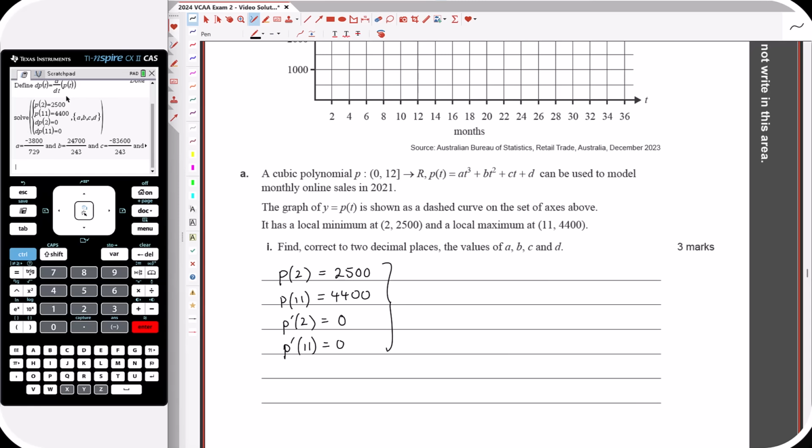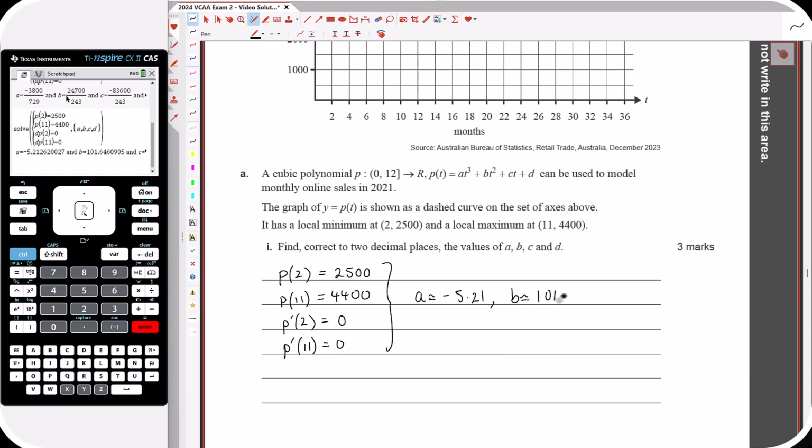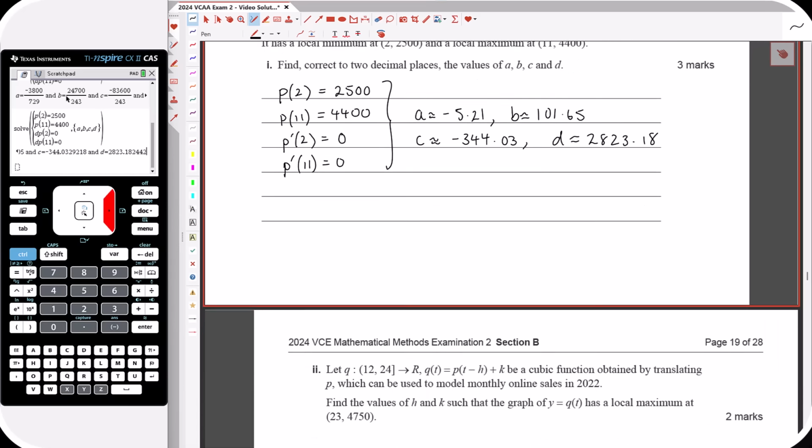Right, so it gives nice fractional answers, but we want correct to 2 decimal places. So Control Enter, we're going to get a is approximately negative 5.21. b is approximately 101.65. c is approximately negative 344.03, and d is approximately 2,823.8. Okay, our answer.